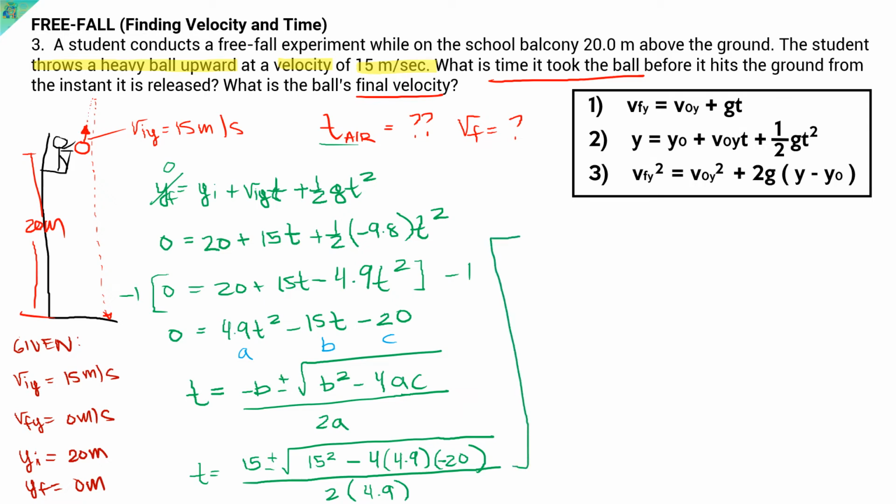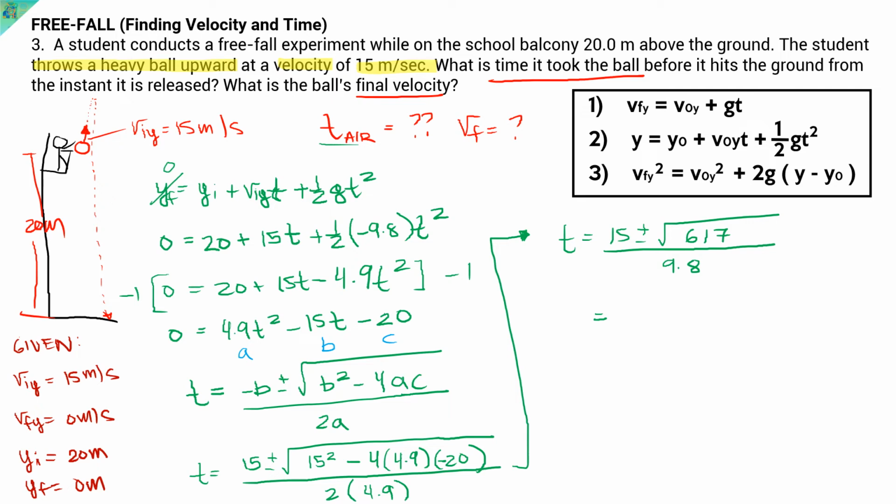Let me simplify this part first. I'm going to have t is equal to 15 plus or minus the square root of, let me plug that in my calculator, 617, over 2 multiplied by 4.9. You're going to have, of course, 9.8.